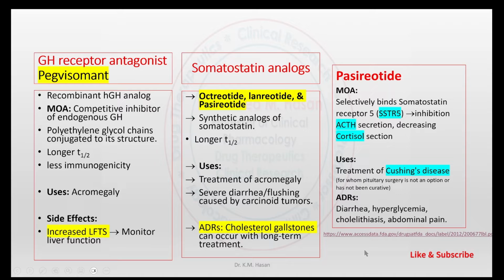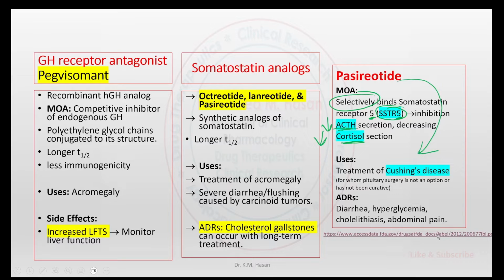Moving to the third medication here. We have discussed one and two. What about pasireotide? Pasireotide selectively binds to a specific receptor of somatostatin, receptor 5. This medication selectively inhibits ACTH secretion, and this leads to decreased secretion of cortisol. So we have a selective medication that binds to somatostatin receptor 5, decreases ACTH, and decreases cortisol. For this reason, we use pasireotide for patients with Cushing syndrome.